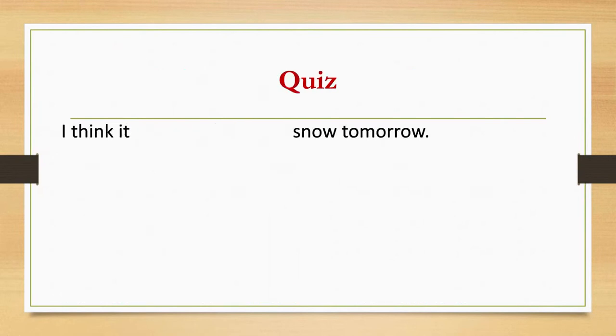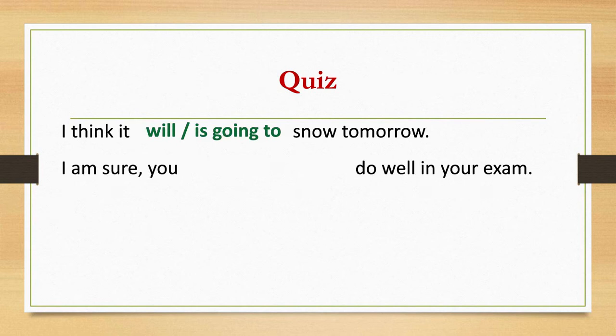A small quiz now. I think it snow tomorrow. So what are we missing here? I think this is talking about the weather, so it's a prediction. In case of prediction, we can use going to and we can use will. So I think it will snow tomorrow, or I think it is going to snow tomorrow. Both are correct.